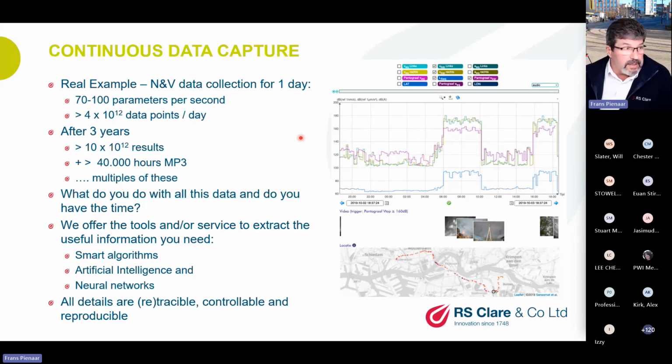Where you can see the amount of data that we're getting in. If you do continuous data capturing, it's 70 to 100 parameters per second that you're going to record. Now, if you start multiplying that over years, because you have the ability to do trend analysis, that is quite a bit of data that you have to go through. And it's not possible for any of the engineers to sit down and really do that.